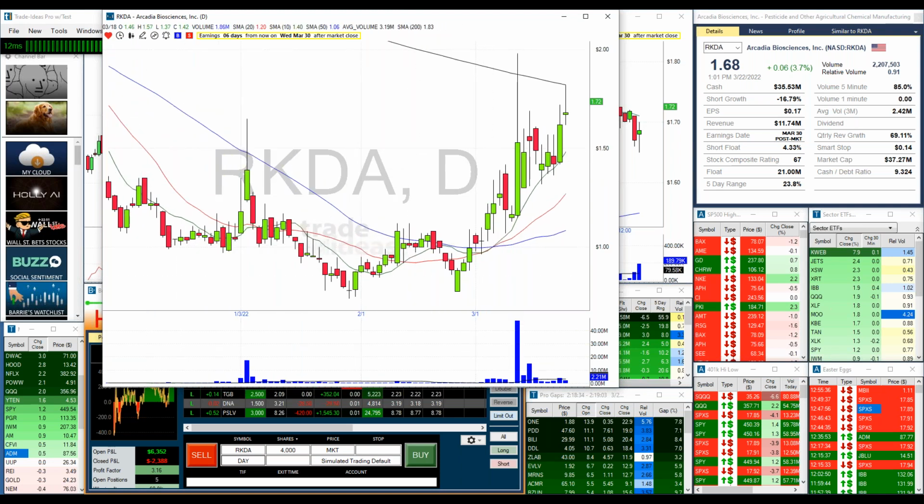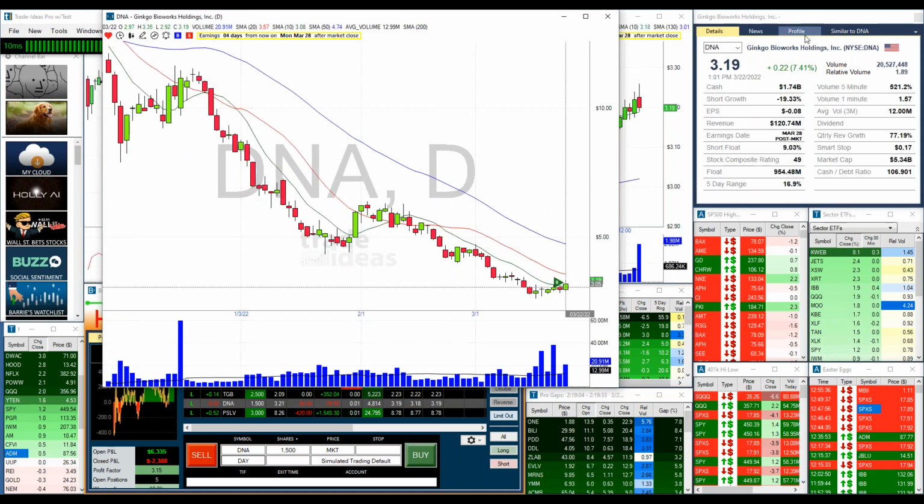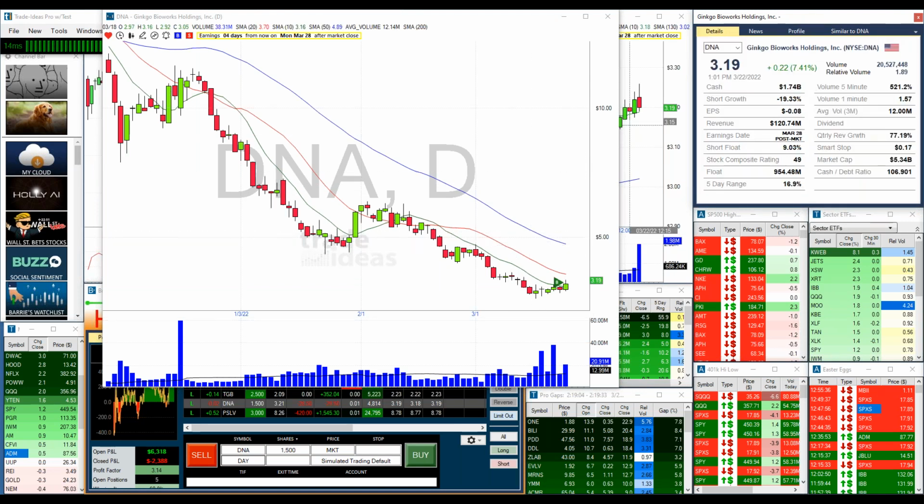And so look at the footprints in the sand, lighting up some volume ideas on some of these smaller capped names. Andy got me into this one today. Here's another one, DNA, BioWorks, profile, bio applications across food and agriculture. Okay, so I think this is a story that's brewing out there, guys. Look at the volume here in DNA.